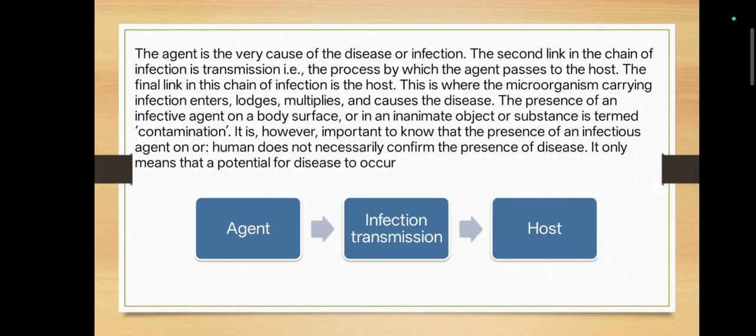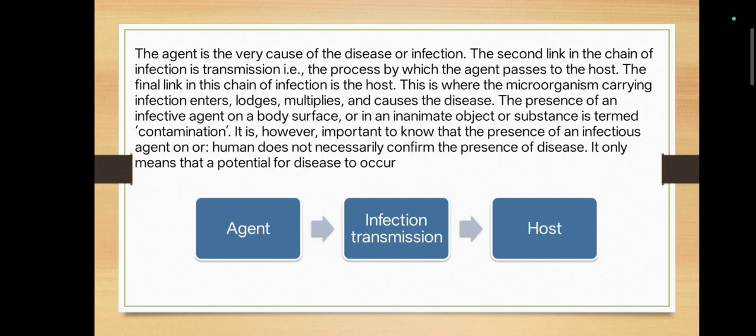The agent is the direct cause of disease or infection. The next link in the chain of infection is transmission, the mechanism by which the agent moves to a new host. The last link in the chain is the host, the organism into which the microorganism enters, settles, multiplies, and produces illness.